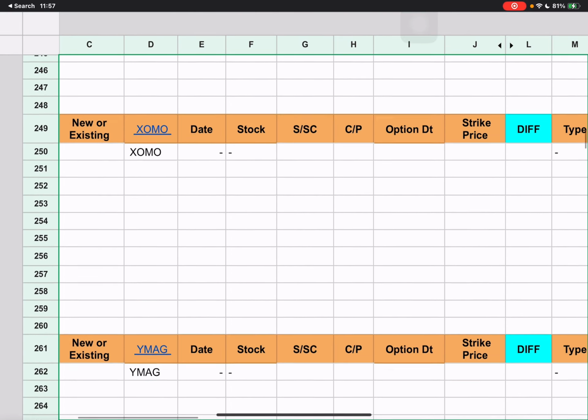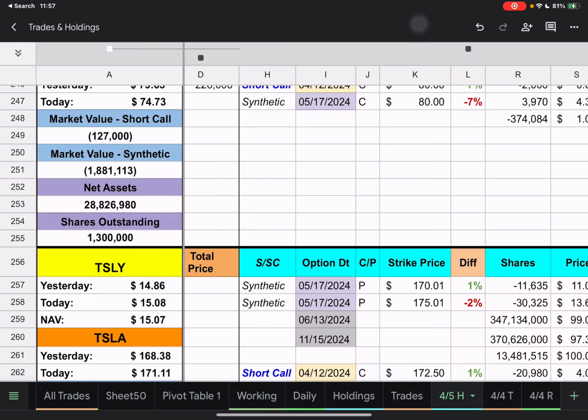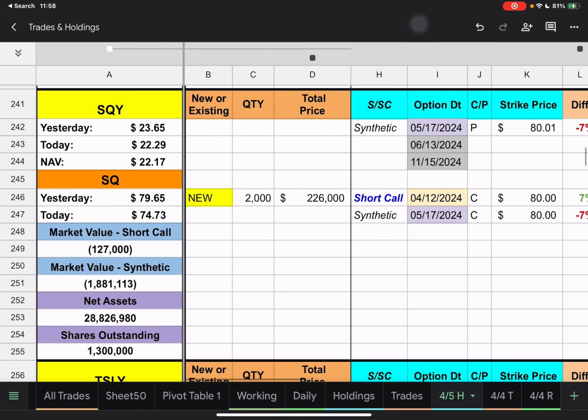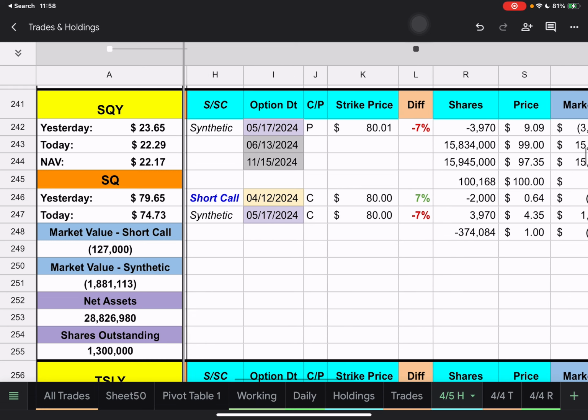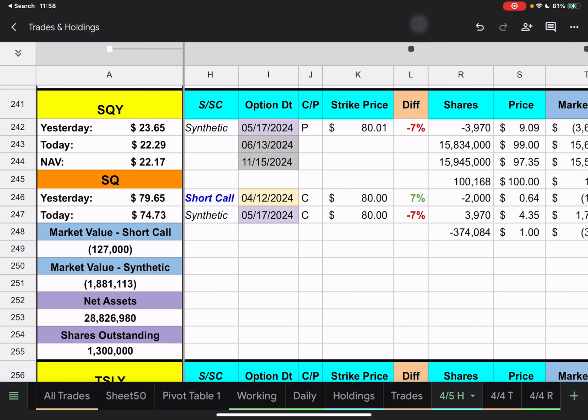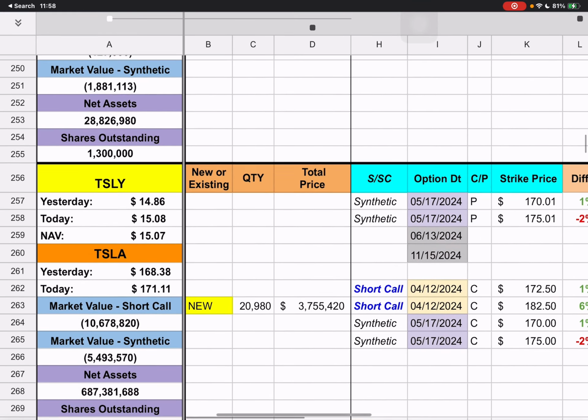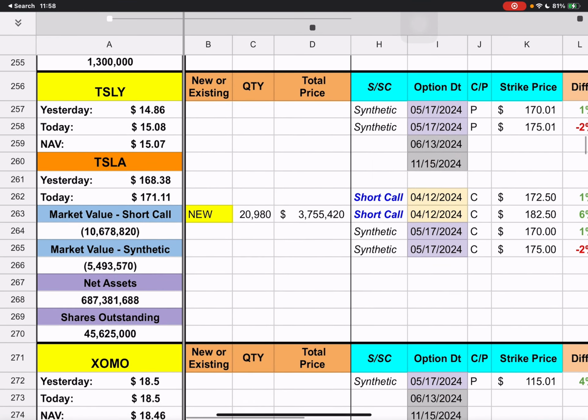Just see if we have any more. So we don't have any more there. So we'll go back. And so now you can see here those 2,000 contracts with that strike of 80 that expire next Friday. And then moving on to Tesla, you can see where they had only put on.